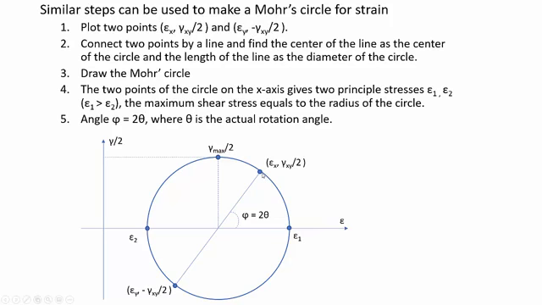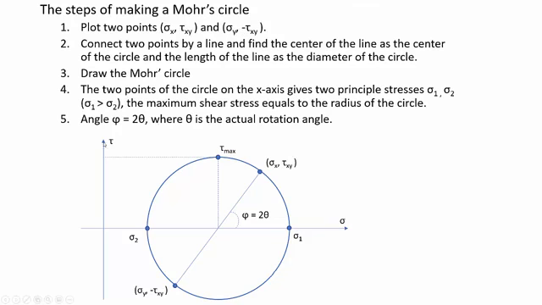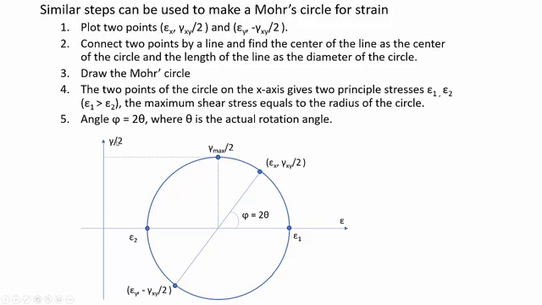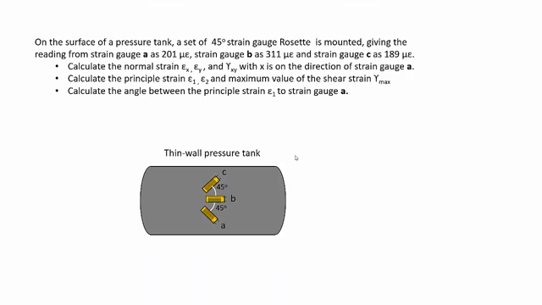Okay, so the similar step can be used to make a Mohr circle of strain. The only difference is that here we have a shear stress of tau, but here we use the shear strain over 2, that is gamma over 2. The rest are exactly the same. Okay, so let's go through an example.